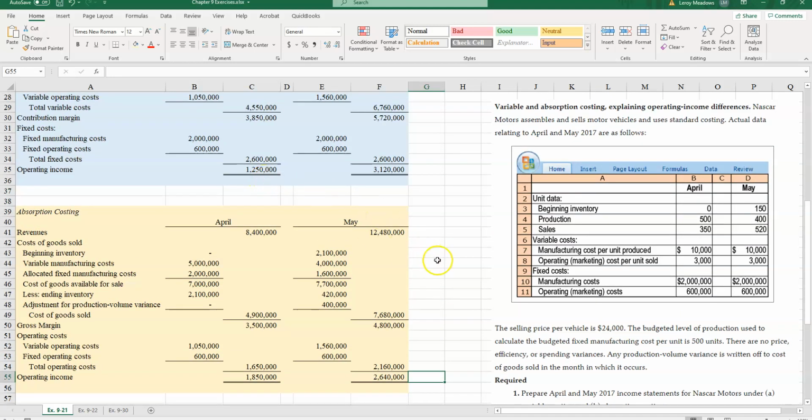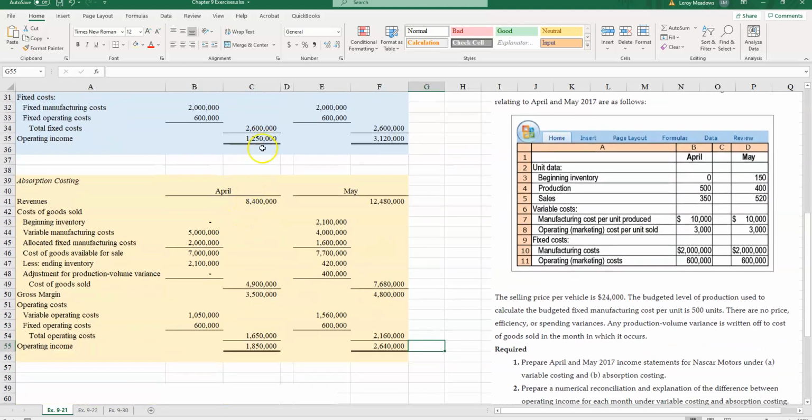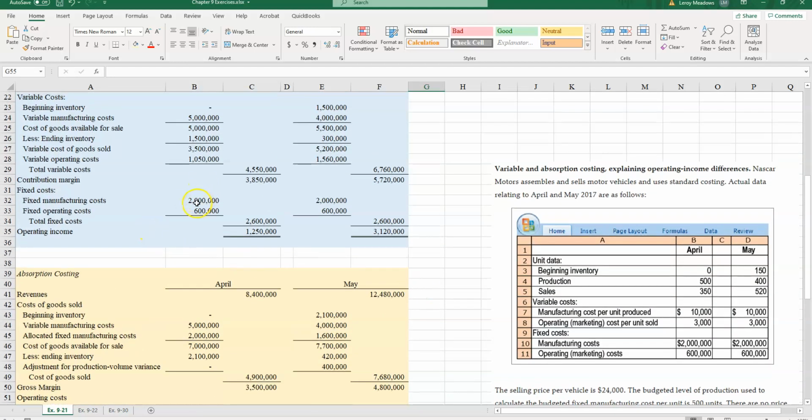Now we see the difference in operating income, and let me just bring this up here. We see under variable costing here, my operating income under both months is different. And again, why is that? Because we're treating fixed manufacturing costs differently under variable costing as we do under absorption costing.